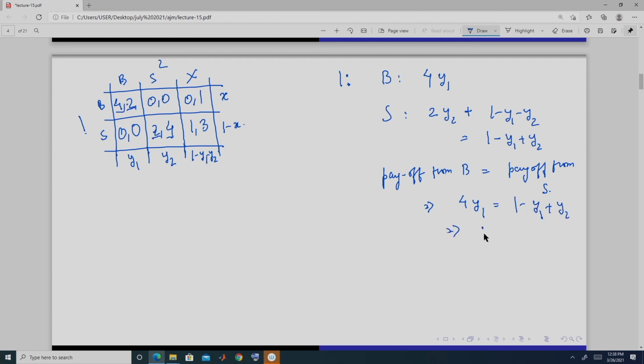So, this means 5Y1 is equal to 1 plus Y2. Okay. So, remember this. Now, let us find the payoff of player 2.